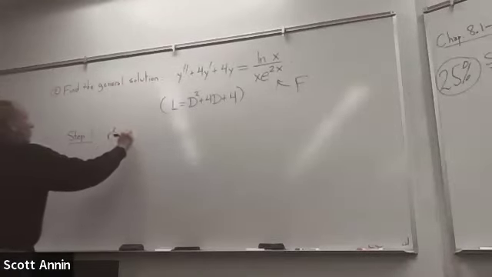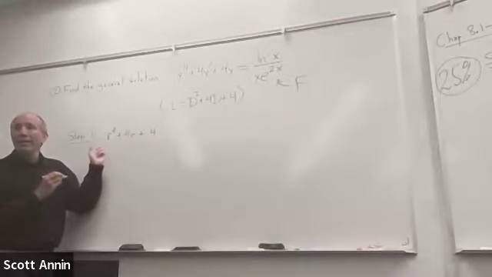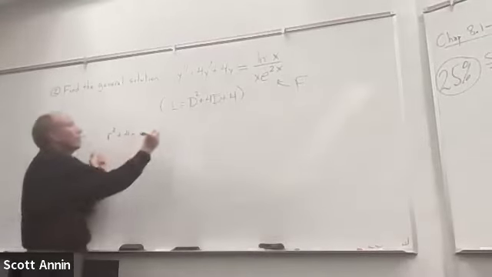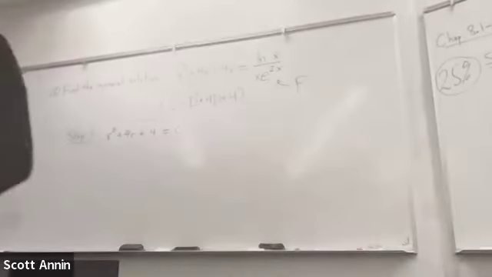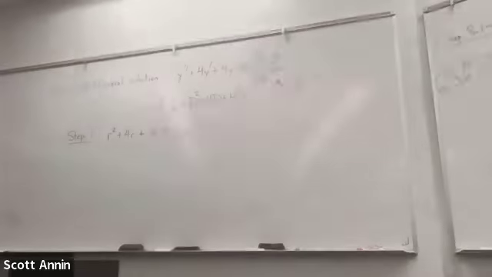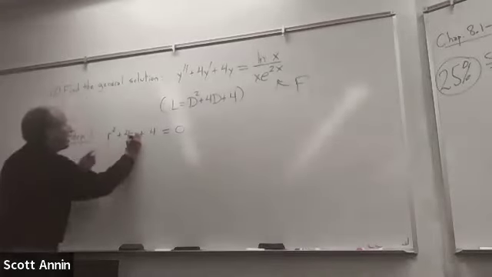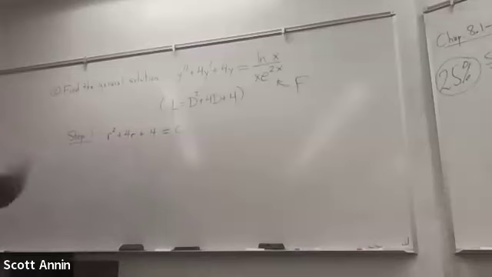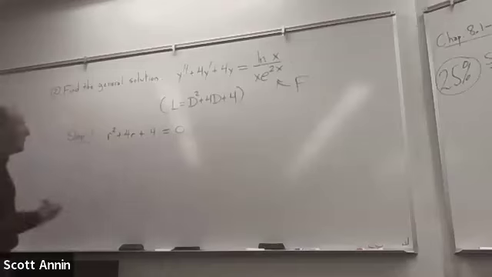R squared plus 4r plus 4. What do we call this equation again? The complementary function is part of the solution. What is this equation called? Auxiliary equation. Yes, that's right. This is the auxiliary equation. And literally, guys, you're just turning derivatives into r's here. That's it. So you just turn all of the d's into r's, you get this thing here.